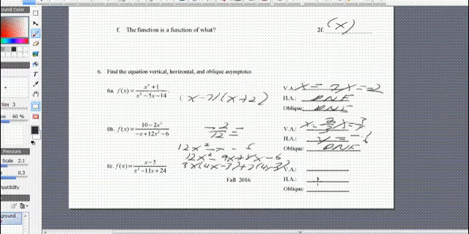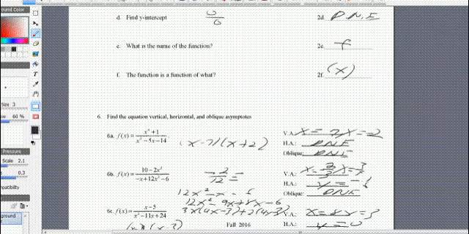Vertical asymptote, y equals 0 for horizontal, no oblique, because the top is not one more. Vertical asymptote, x minus 8, x minus 3. So x should equal 8, x equals 3. Done. Got to study. This is a function of x. Do not need the parentheses right here, so let me go ahead and erase that.